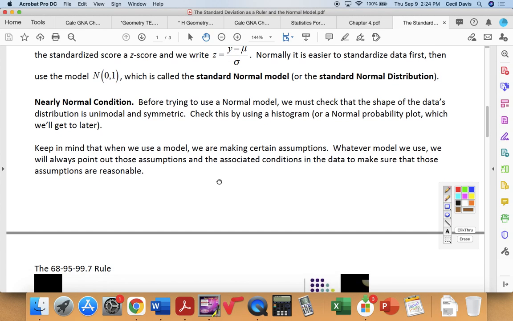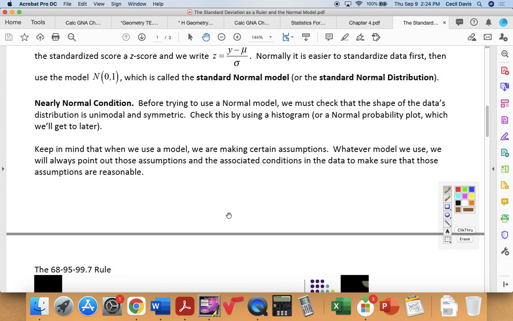Keep in mind that when we use a model, we're making certain assumptions. Whatever model we use, we will always point out those assumptions and the associated conditions in the data to make sure that those assumptions are reasonable. Your book says this multiple times: all models are wrong, but some of them are useful. Why are they all wrong? Because they don't perfectly model what's going on. If you have something in the real world that's happening, it's not going to be perfectly fit to a normal model. Frequently, it'll be extremely close, but not always.